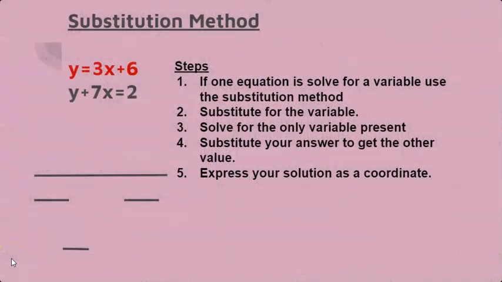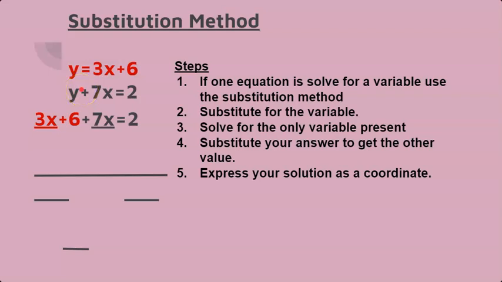So this is our first problem. We have y is equal to 3x plus 6, y plus 7x is equal to 2, and our goal is to find the solution to this system. Our first step is, if one equation is solved for a variable, we're going to use the substitution method. So this goes for all of the systems that you get. Here we have y is equal to, it's already solved for a variable, therefore we're going to be using the substitution method. And what we're going to do first is substitute what y is equal to in for y in the second equation.